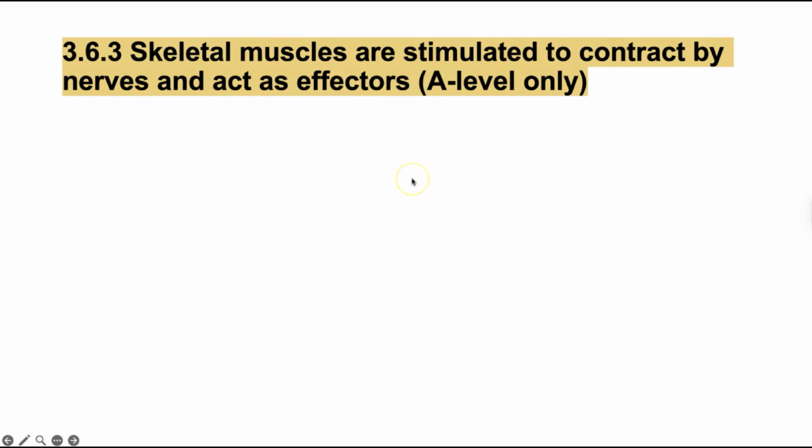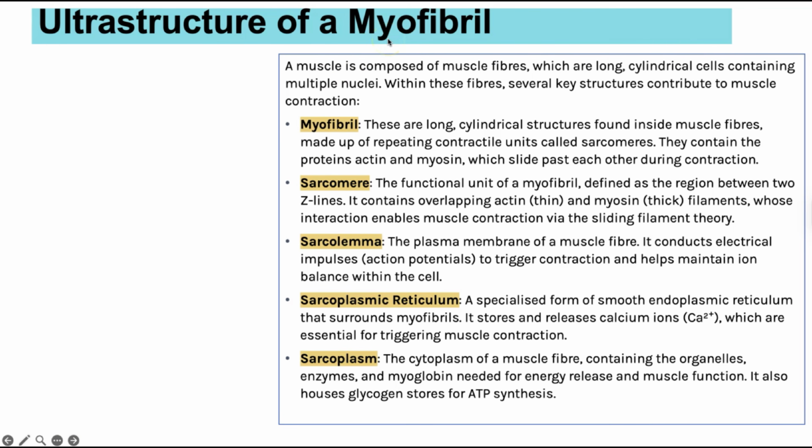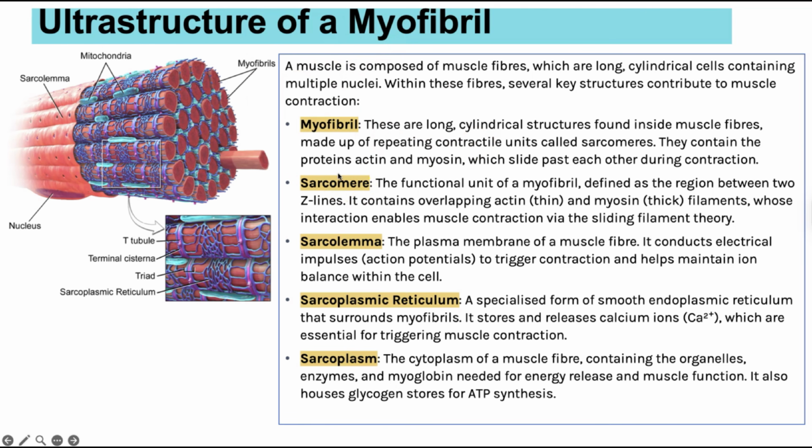Now this flows into what we were just talking about, muscle contraction, 3.6.3, skeletal muscles and looking at how they can contract. So we talked about the myofibril. Here are the structures that you need to be aware of. Again, this could be a good one to screenshot, turn into flashcards for each of these structures. The myofibril, these are long cylindrical structures found inside muscle fibers, made up of repeating sarcomere units, which we're going to have a look at. Because the sarcomere is the functional unit, it's defined as a region between two Z lines, and you have actin and myosin where you can have your sliding filament theory occurring.